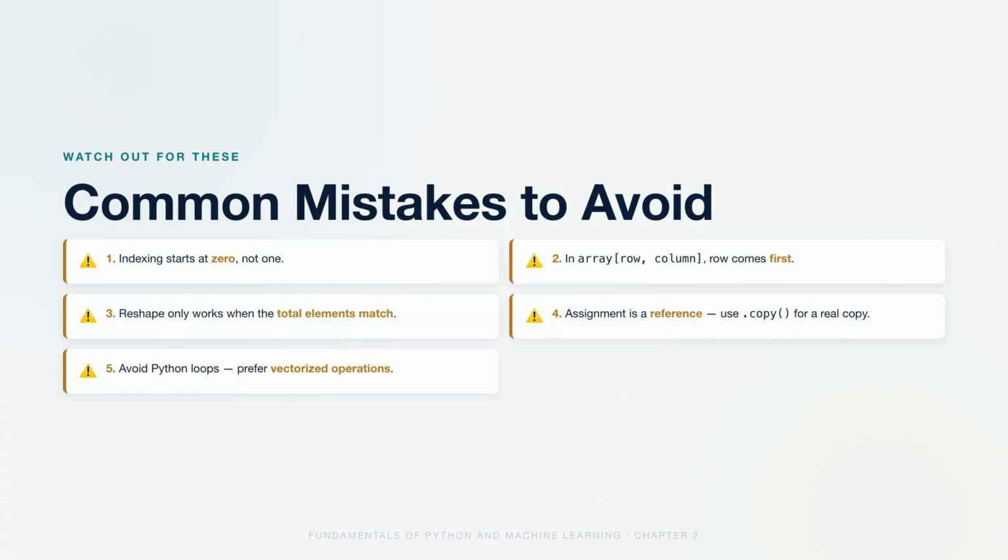The third mistake is reshaping the array into incompatible shapes. The number of elements must stay the same. The fourth mistake is assuming that assignment always creates a copy. If you need a separate copy of an array, use the copy command. The fifth mistake is trying to use Python loops for everything. NumPy is powerful because it allows vectorized operations. Try to use array operations whenever possible. These mistakes are normal when you are learning, but being aware of them will help you write better code.